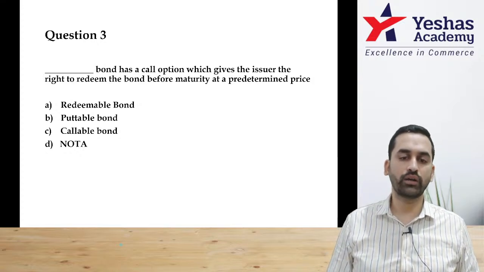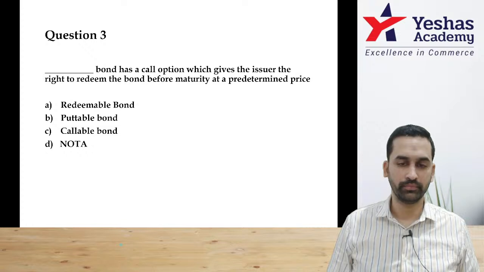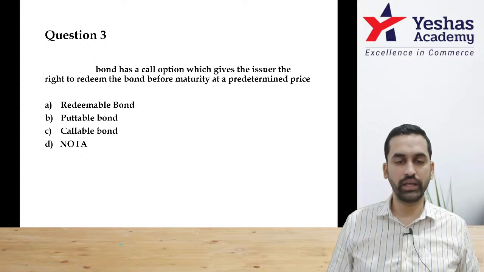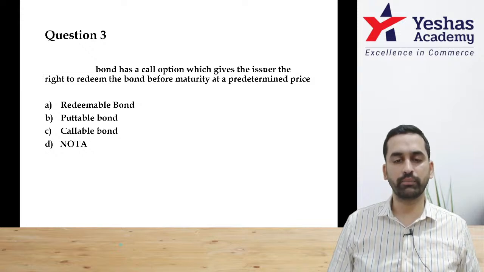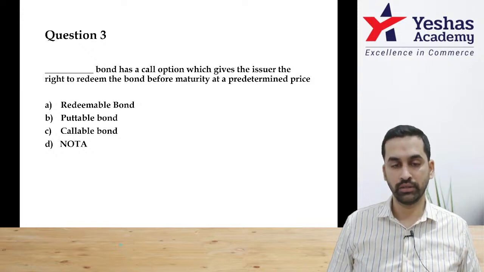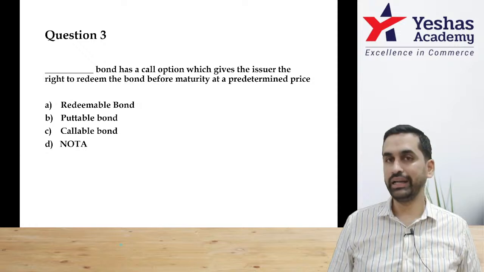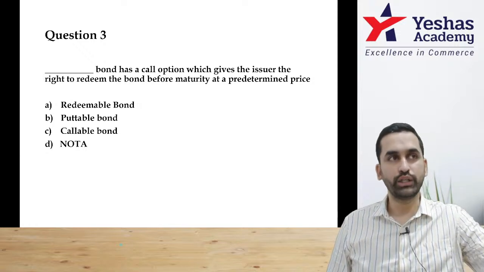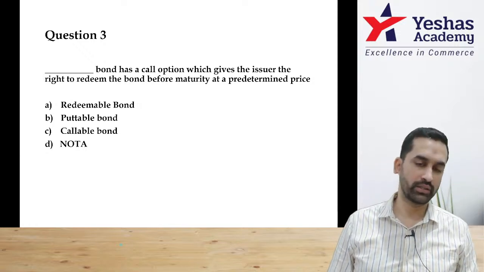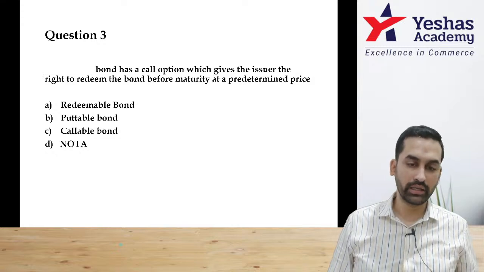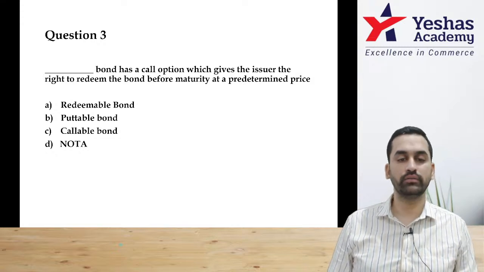Dash bond has a call option which gives the issuer the right to redeem the bond before maturity at a predetermined price. Is it a redeemable bond? Redeemable bond is a bond issued today to be redeemed after a few years. It's callable bond, which is the correct answer.